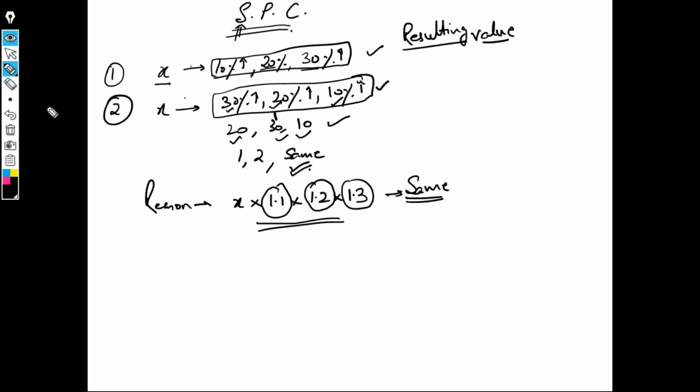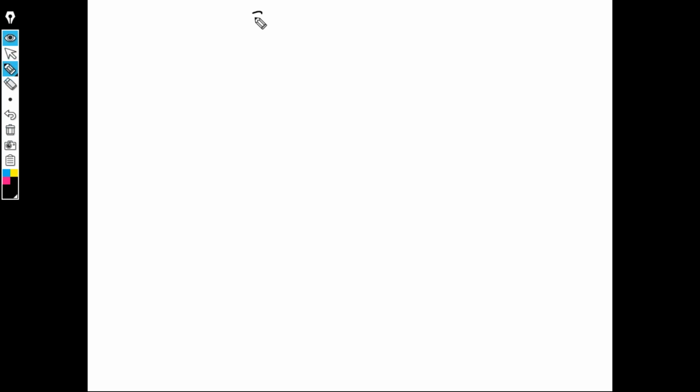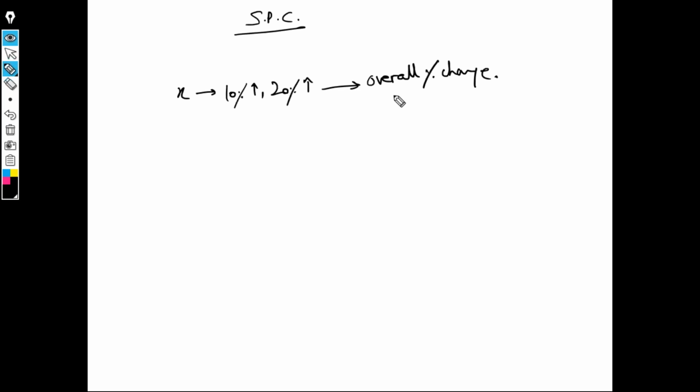Okay, now. In case of successive percentage change, the other type of questions we are going to face are that if there is a value x which is increased by 10% and then by 20% successively, what will be the overall percentage change in the value? So guys, please bear in mind that in this case the overall change is not going to be 10 plus 20, which is 30. So this is not the overall change.